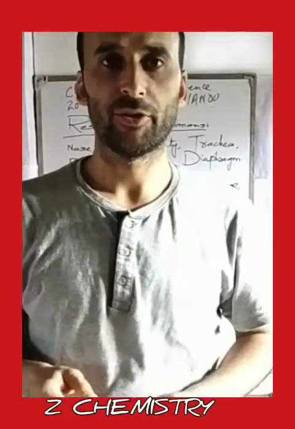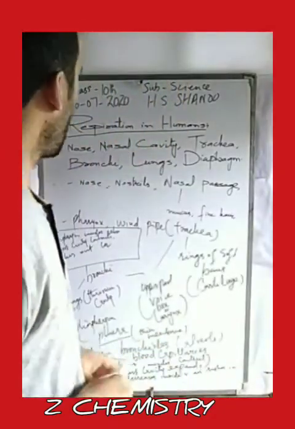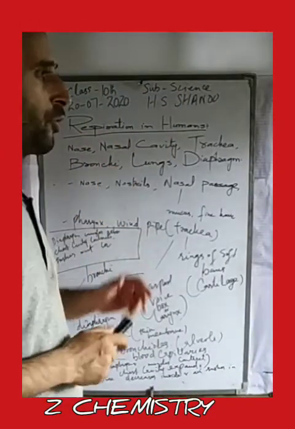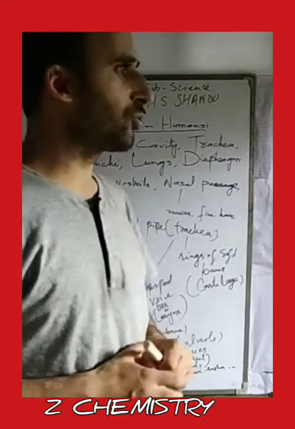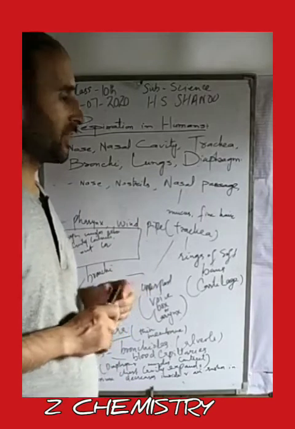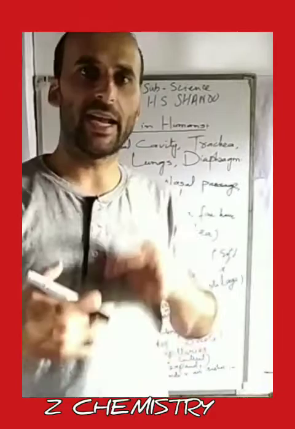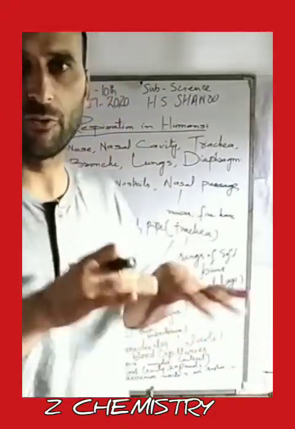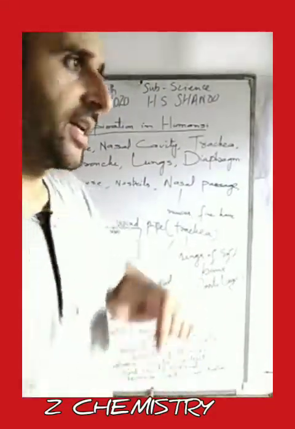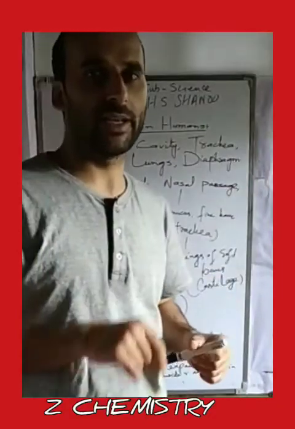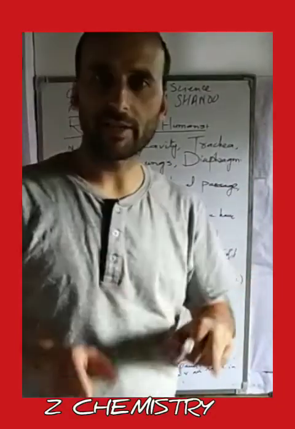Today we are going to discuss the next topic, and the topic is respiration in humans. Let's start with our topic. First of all, in this process of respiration, we are going to know about the organs which take part in respiration in humans. In respiration, oxygen is taken by the cells, and that oxygen is used for the oxidation of food stored in our cells, thereby releasing energy. That is why respiration is also called cellular respiration.